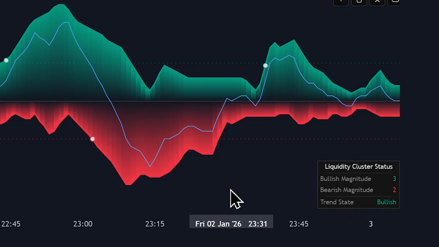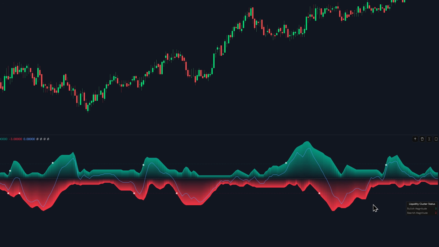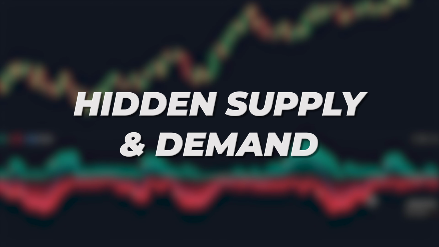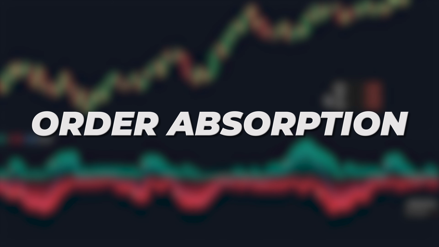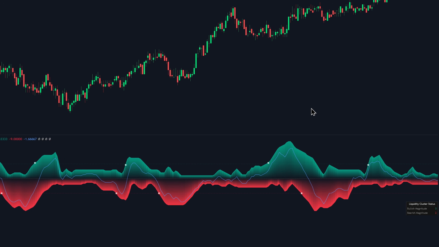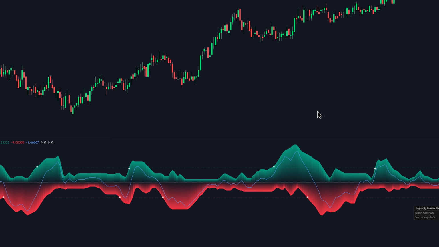This is what makes this indicator useful. Traditional support and resistance tools usually show static levels. This one is different because it measures how often price actually reacts at those zones. It's not asking, did price visit this level? It is asking, how many times did price get rejected here and how strong is that rejection right now? This gives you a much clearer read on hidden supply and demand, order absorption, and whether liquidity is expanding or thinning out.